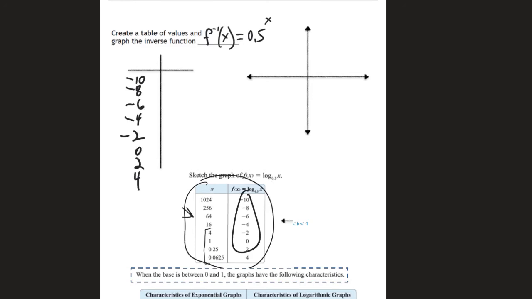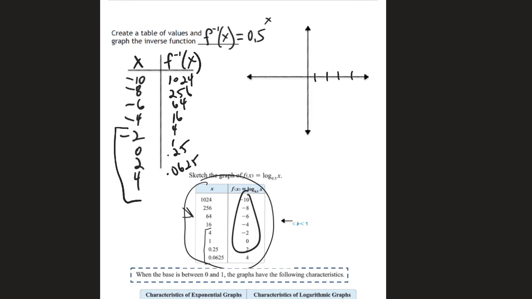And then I'm just going to say this is now my x, and this is going to be my inverse of x, which is 1024, 256, 64, 16, 4, 1, 0.25, 0.0625. And now I'm going to start graphing these, right? So I'm going to use the same ones that I used from before. I'm going 4 units over, 2, 3, 4, down very little, 0.625.